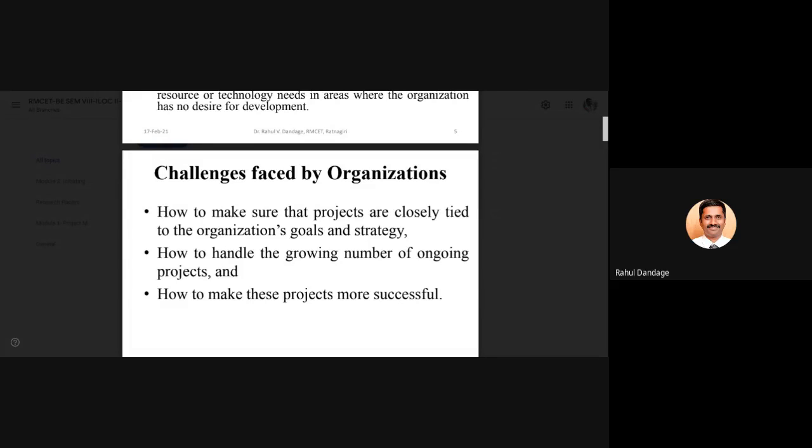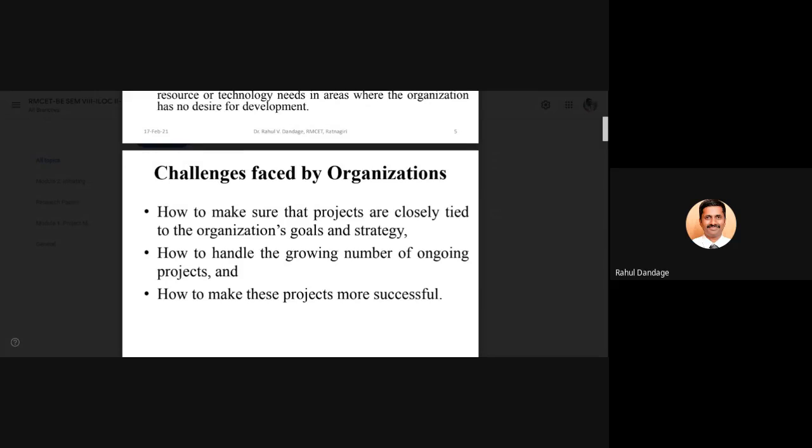How to manage the resources effectively, how to reduce the idle time for the resources, how to make the best use of the resources, how to manage the people, how to manage the finance, and how to manage the delays and risks in the multiple projects you are handling parallelly, and how to handle the mental pressure of having multiple projects going on simultaneously. So that is another challenge faced by organizations, how to handle the growing number of ongoing projects.